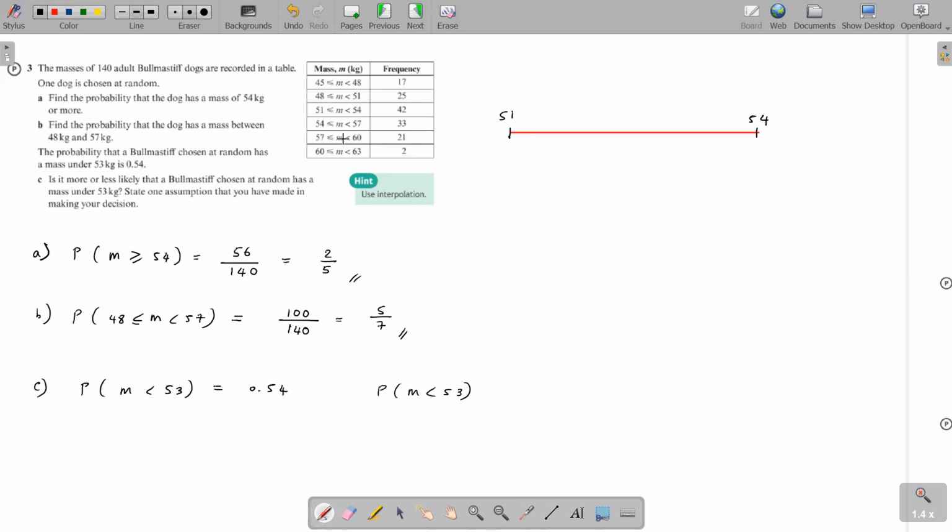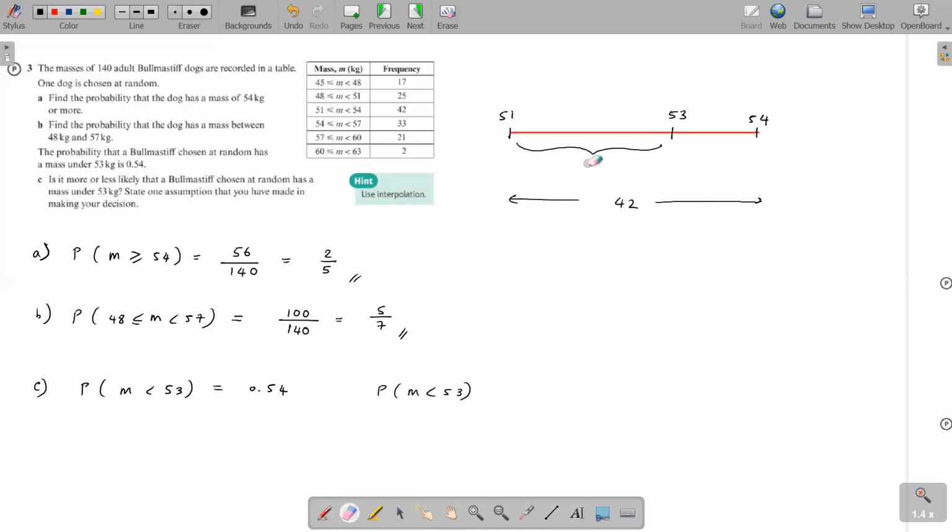Okay, in this category from 51 to 54, there are 42 dogs. The difference between these two is 42. So that's 53 here. What I really want is the number of dogs in this category. Let me call it N.